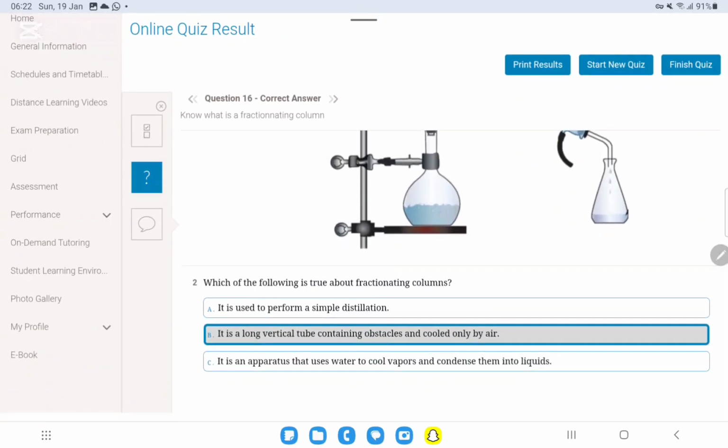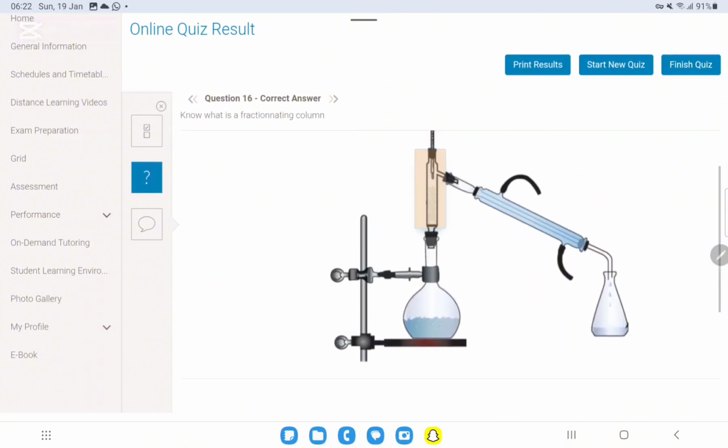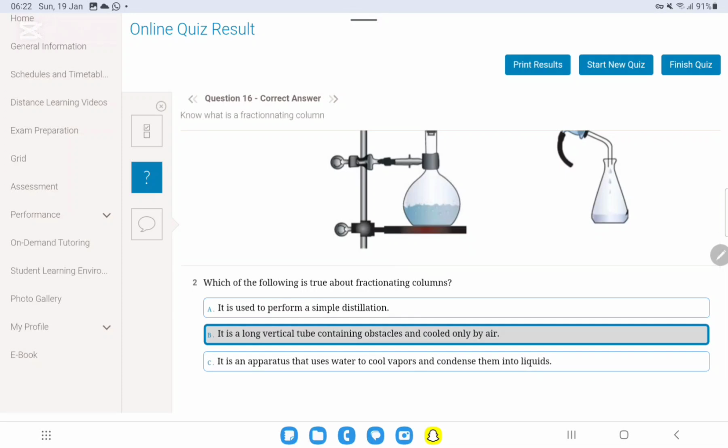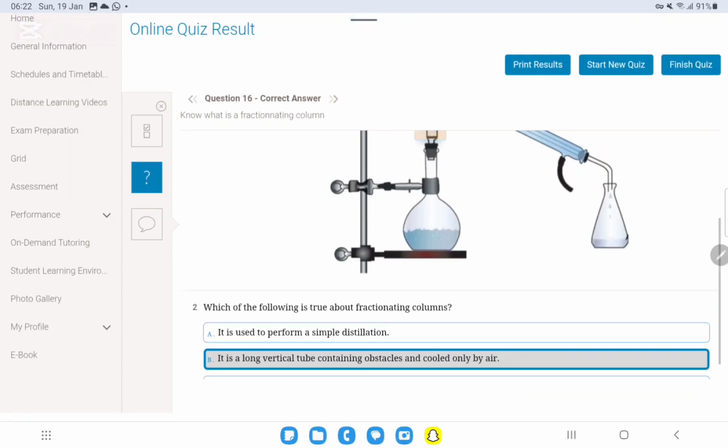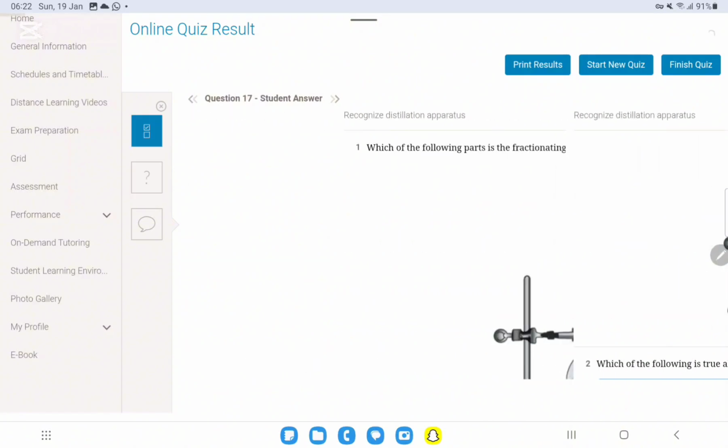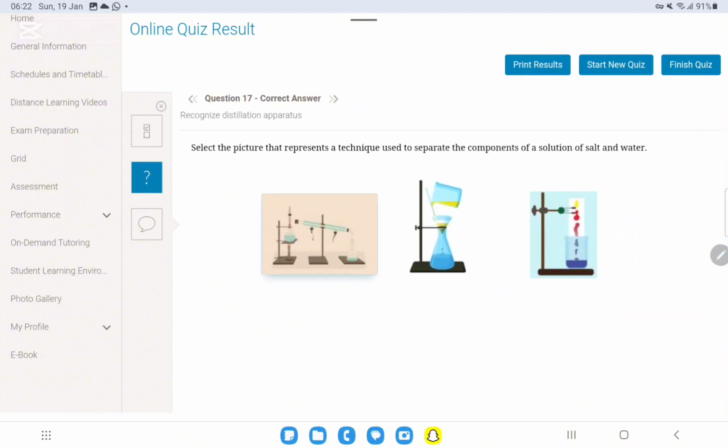Which of the following is true about the fractionating column? It is used to perform a simple distillation. No, we don't need a fractionating column to use simple distillation. It is an apparatus that we use water to cool vapor and condense them into liquid. We don't use water, we only use air in it, as we said before. It is a long vertical tube containing obstacles and cooled only by air. Yes, we said that before as well. So it's only cooled by air. Key point to remember.